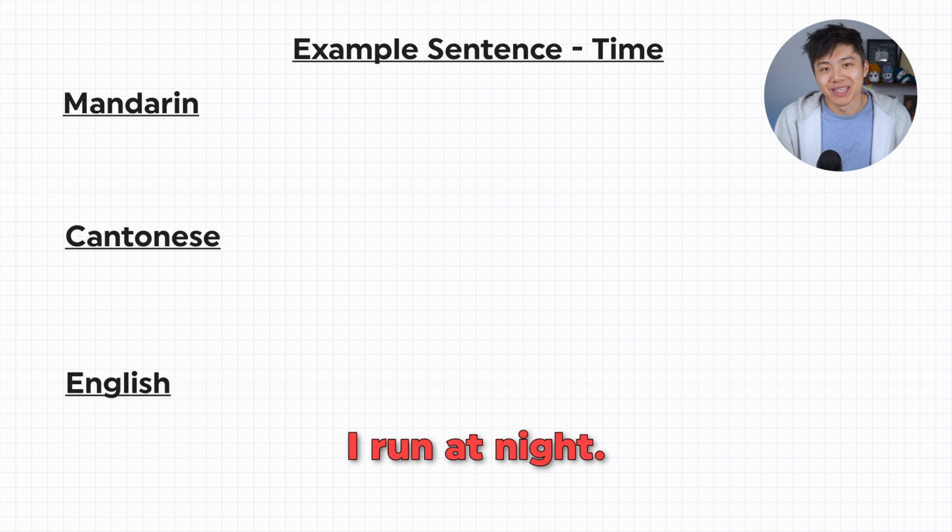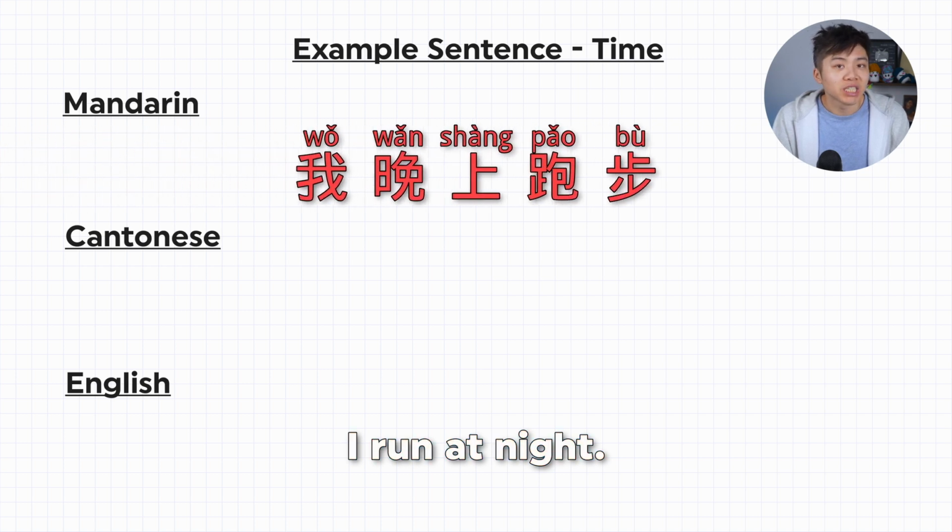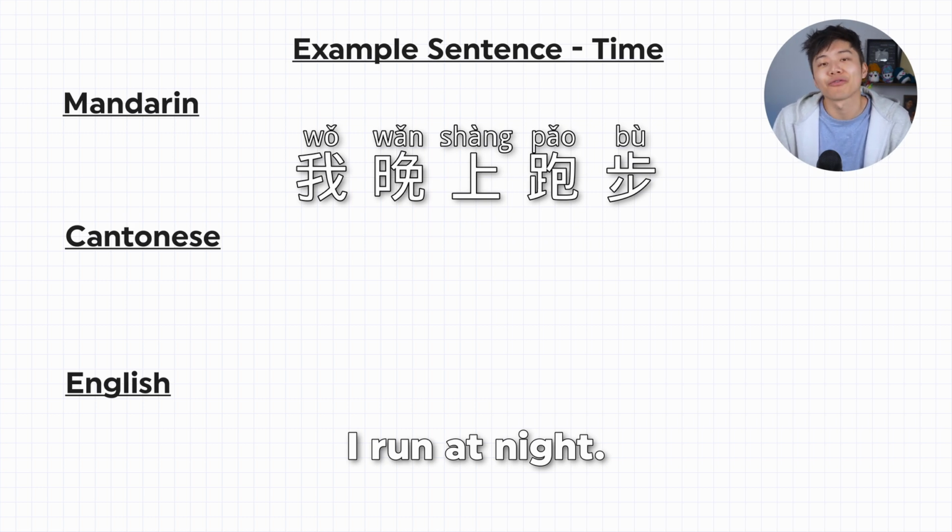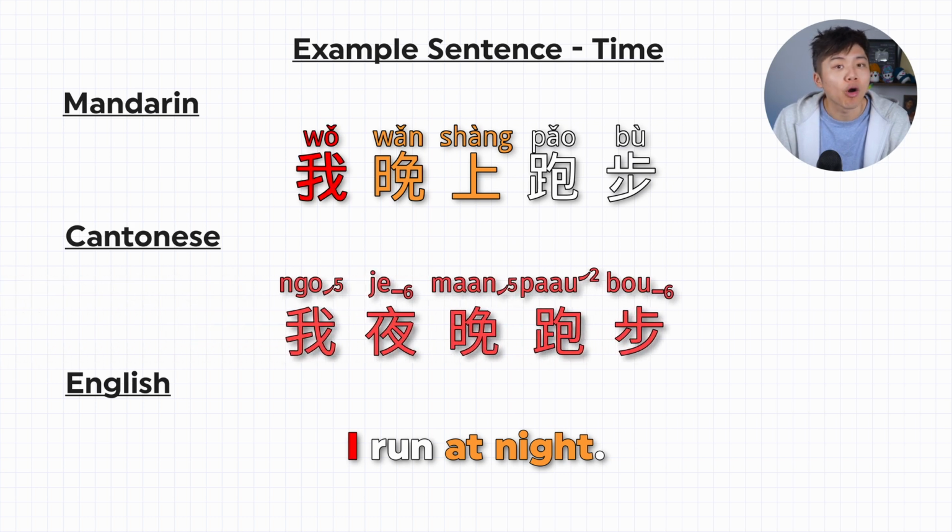I run at night. At night, you see, is at the end in English, but in Chinese, 我晚上跑步. So you see, in Chinese, Cantonese and Mandarin, it goes after the subject. 晚上 means nighttime. I at night run. Okay? In Cantonese now, 我夜晚跑步. 夜晚 means night in Cantonese, 晚上 in Mandarin. Okay? So we see it always comes after the subject, before the verb.